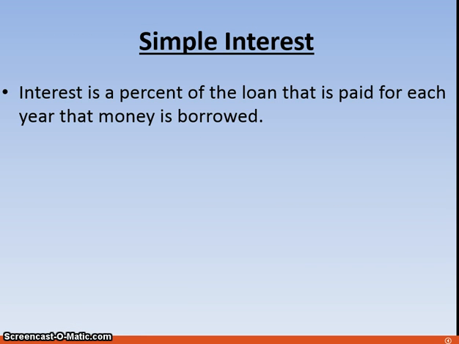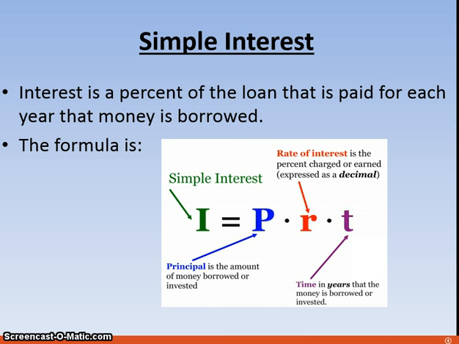We're going to talk about simple interest in this lesson. There are 2 types of interest, simple and compounding, but we are only going to be focused on simple interest. Interest, remember, is a percent of the loan that is paid for each year that money is borrowed. There is a formula for how this is calculated, and it has 4 parts. Most people remember it as I equals PRT. We say P, R and T next to each other, which signals multiplication.